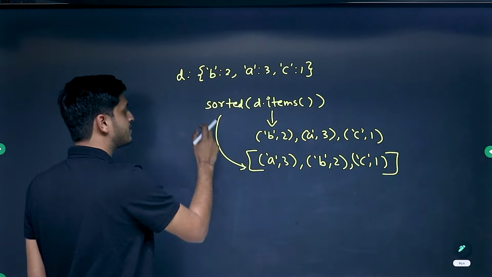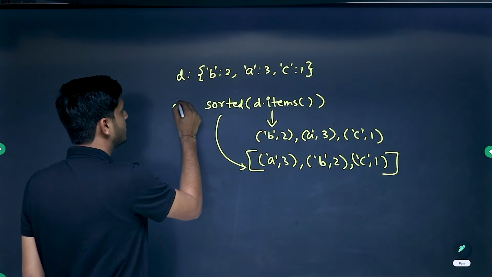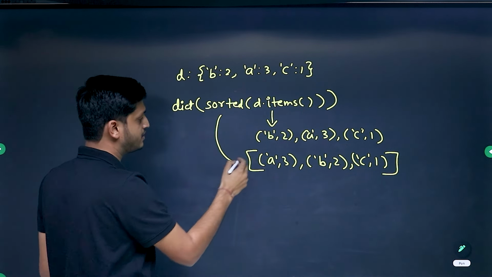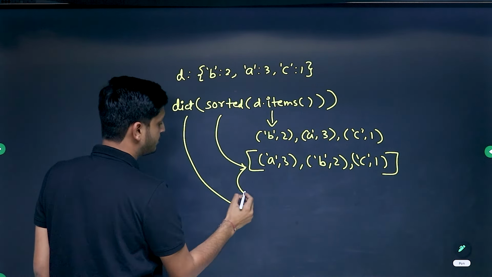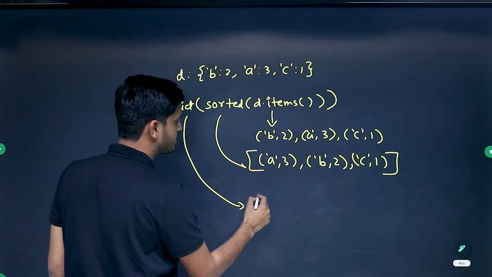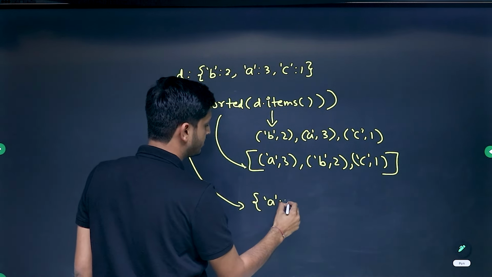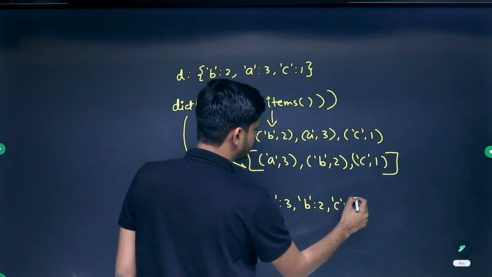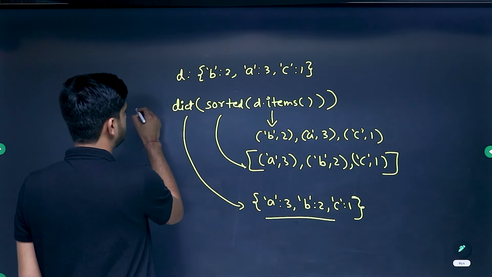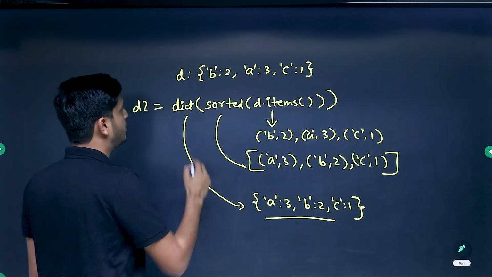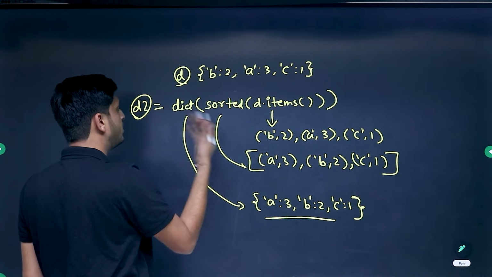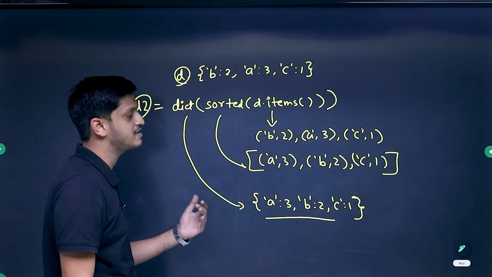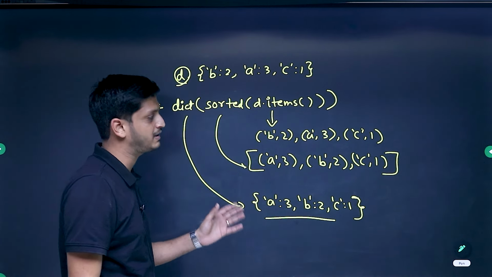Now you can convert this list of tuples into a dictionary again if you pass it in the dict constructor. So if you pass it in the dict constructor, this list will again be converted into a dictionary. So now you will have A3, then B2, then C1. A new dictionary is created here. So now you can store it in some other dictionary D2. So now D is the original dictionary and D2 is a new dictionary containing all the key value pairs, but now keys are sorted.